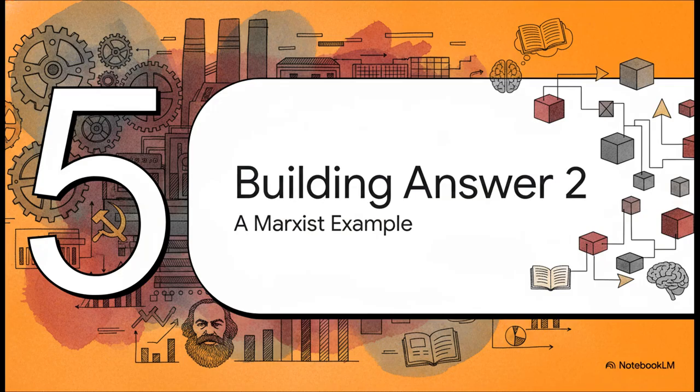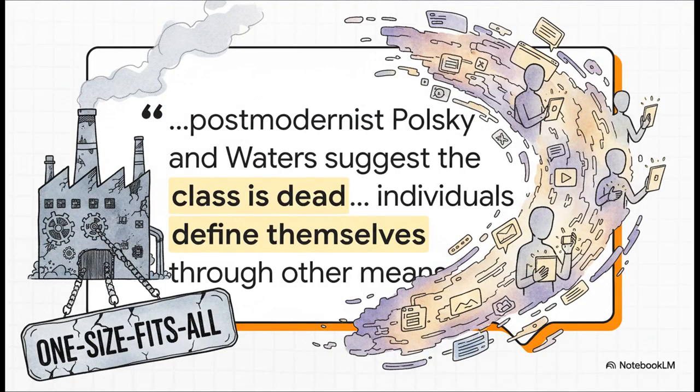Right, so we nailed the first paragraph. Can we do it again? Of course we can. Let's build our second point now, but this time we'll use Marxism as our example. Here we go again. This paragraph is arguing that structural theories often have this one-size-fits-all problem. And it's using Marxism's focus on social class as the prime example. Then, it cleverly contrasts this with postmodernist ideas and the way media shapes who we are today.